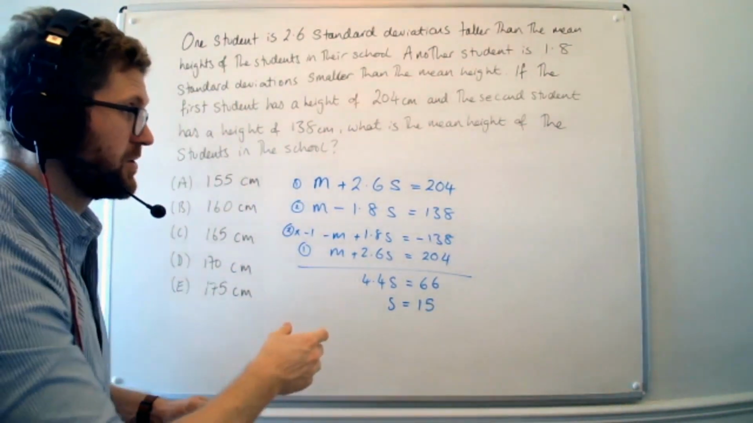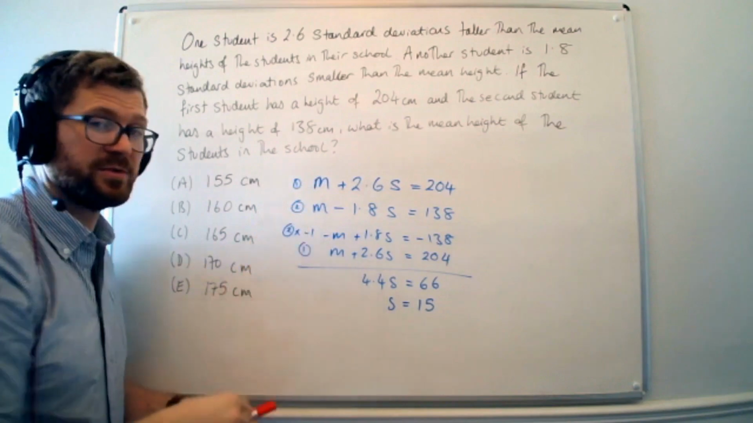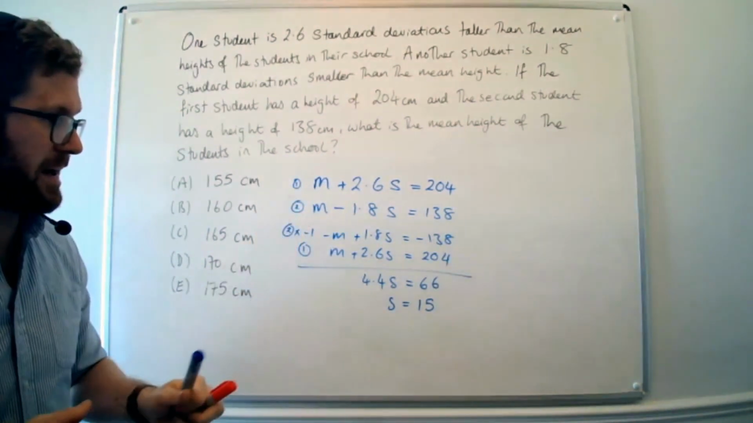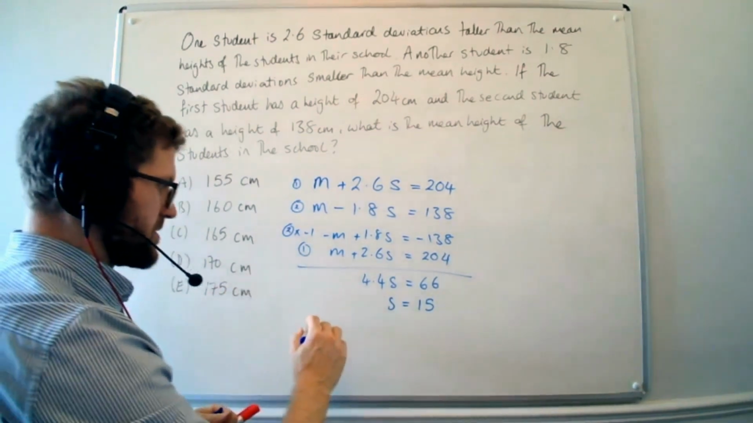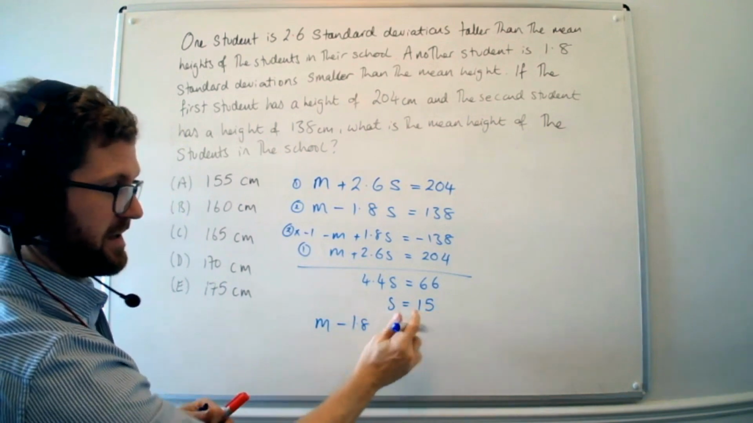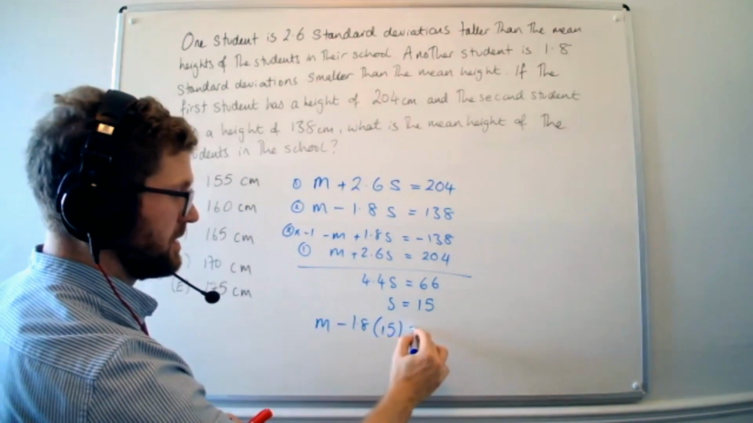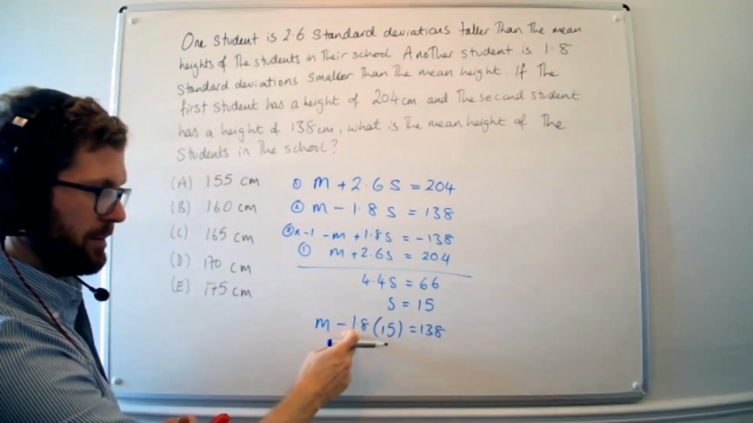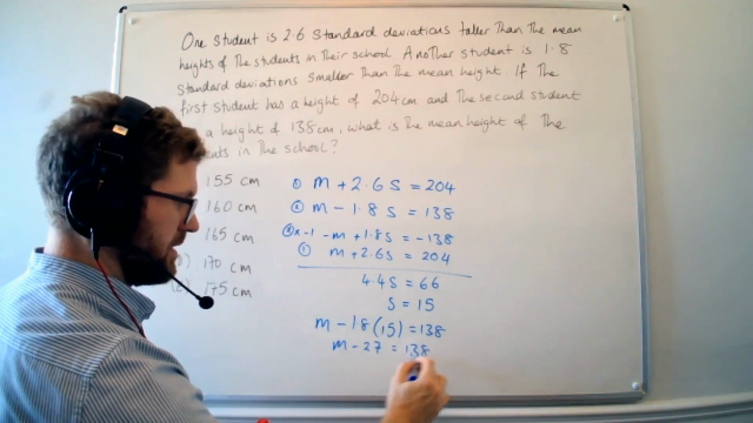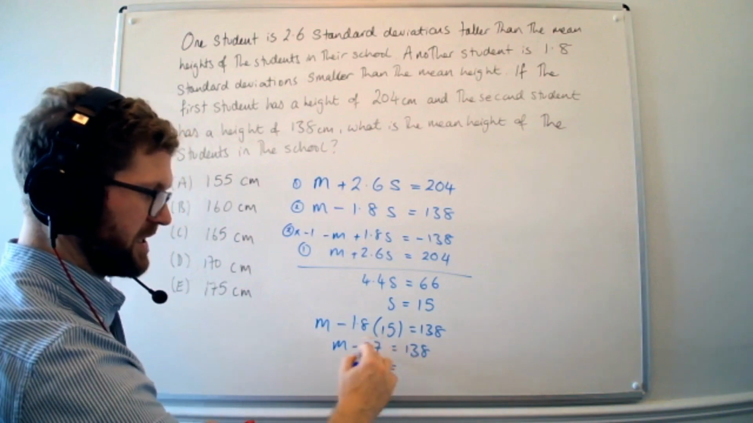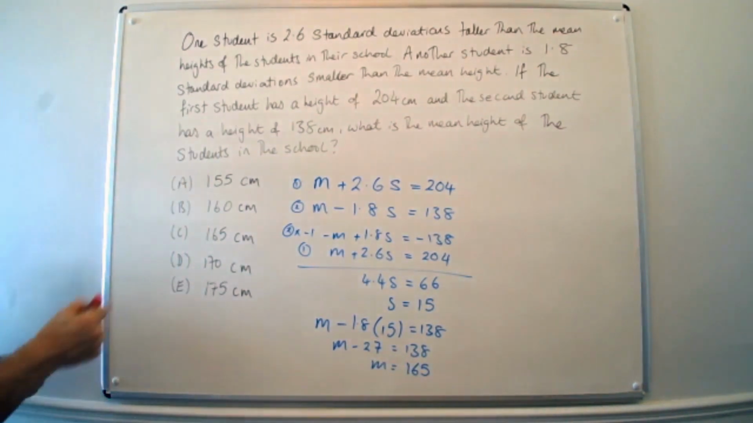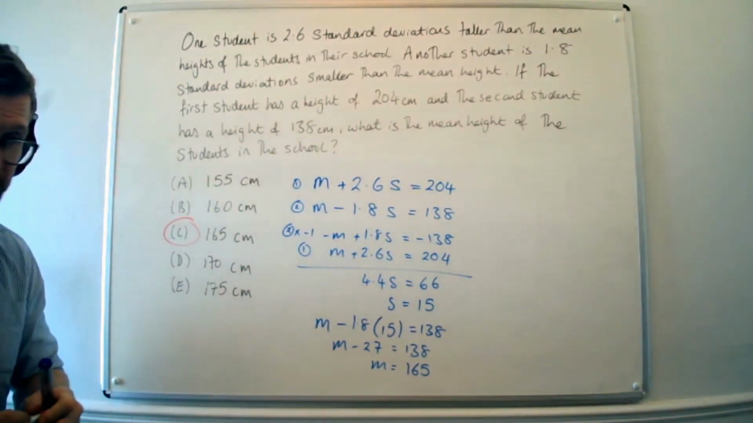I can now put that back into one of these original equations, and that'll get me the answer for m here. I'm going to choose to put it back into that second one. So m minus 1.8 times my s value, that's 15, is equal to 138. 1.8 times 15 is going to be 27. And so m is going to be 138 plus 27, which will give me 165. And so the answer to this question's going to be C.